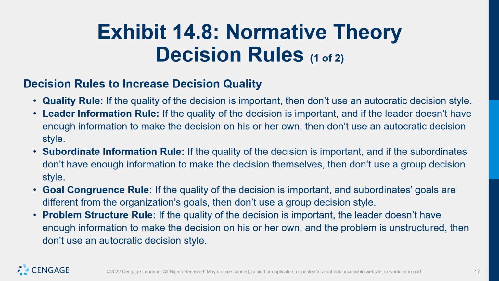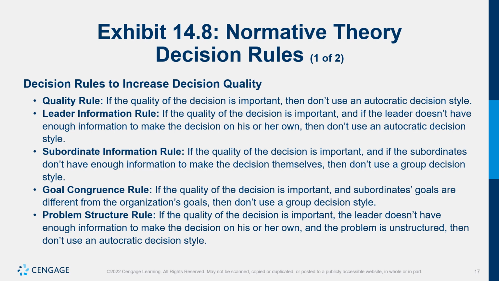Quality rule: if the quality of the decision is important, then don't use autocratic decision styles. Leader information rule: if the quality of the decision is important, and the leader doesn't have enough information to make the decision on his or her own, then don't use autocratic decision styles. Subordinate information rule: if the quality of the decision is important, and the subordinates don't have enough information to make the decision themselves, don't use group decision styles.